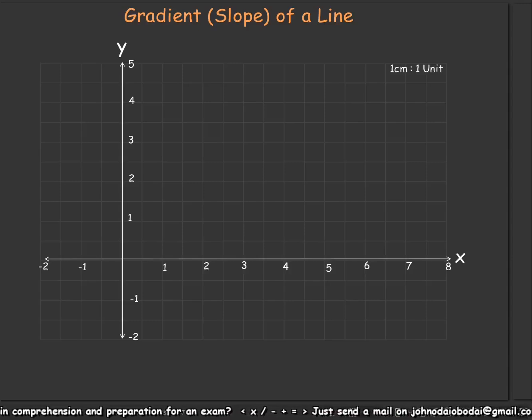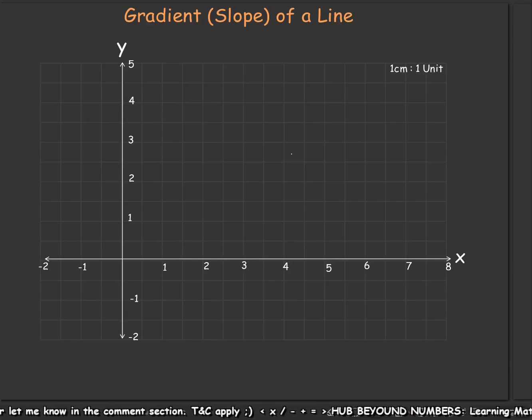Now, in this lesson, we are looking at gradient, or in other words, the slope of a line. By the end of this lesson, you should be able to understand what the gradient of a line means, how to calculate the gradient when you are given 2 points on the number plane, and also use gradients to describe the steepness and direction of a line. So without much ado, let's quickly look into it.